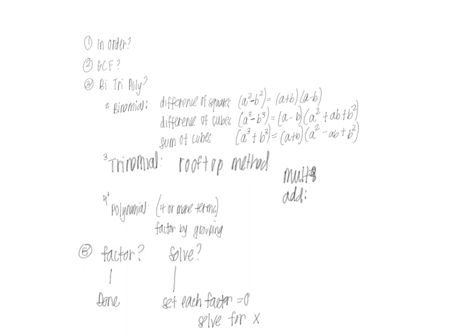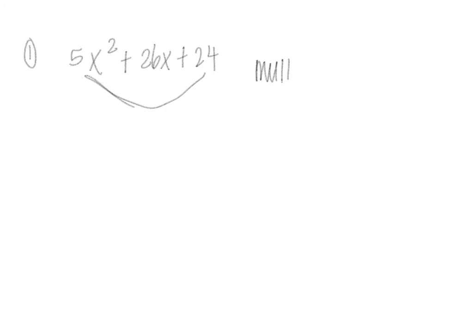So the first problem that we are looking at, 5x squared plus 26x plus 24. Is it in order? It might as well be. I don't see anything sticking out like a sore thumb. Is there a GCF, 5, 26, 24? No. There's not an x in everything, so no. Binomial, trinomial, or polynomial? Trinomial. So it's that rooftop method where you're saying, what do you multiply to get that 5 times 24 figure?